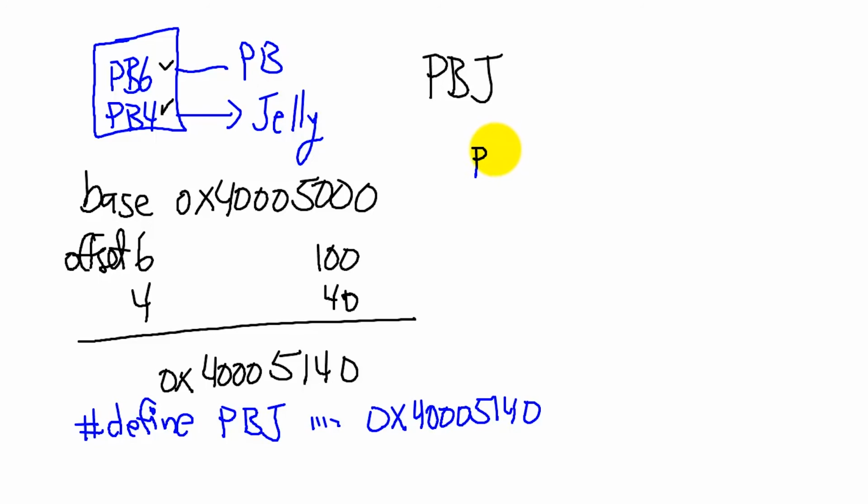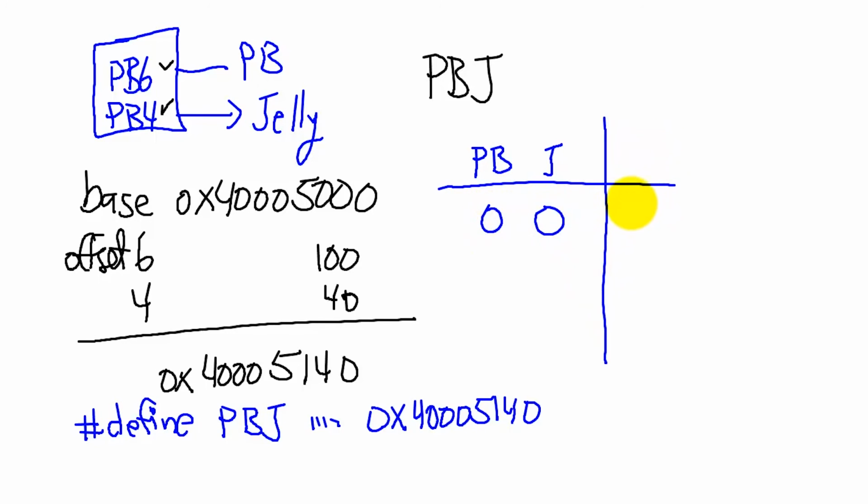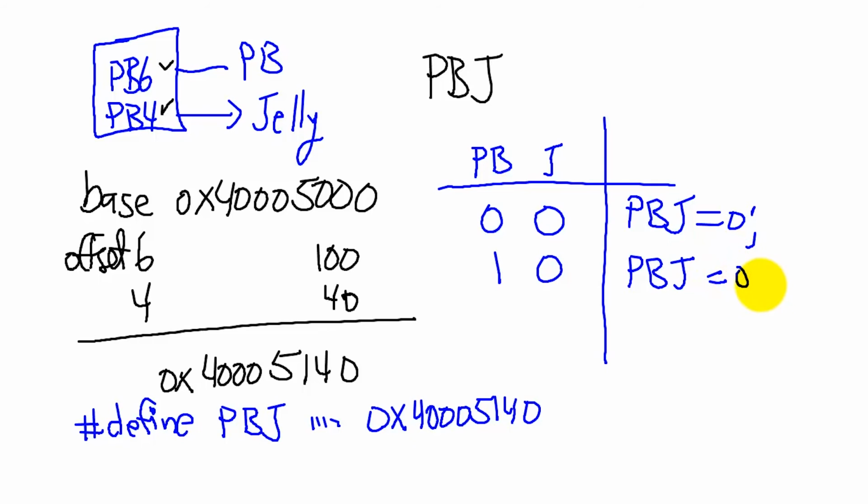And so if I want to set the PB and the J separately, okay, if I want a 0, 0, what I'm going to write is PBJ equals 0. And if I want to set just the peanut butter without the jelly, okay, I'm going to write to PBJ and set bit 6. And we're going to do that by writing a 40. Okay? If I write a 40, what this will do is clear bit 4 and set bit 6, and the other 6 bits of port B are going to be unaffected.